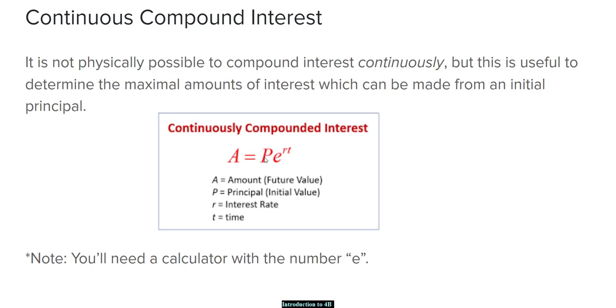What we have here is the product of the principal times e to the rate, still the APR here, times time. This number e is not a variable. This is a number on your calculator, and it's approximately 2.72. You'll want to identify this on your calculator and make sure that you're using that in this formula.